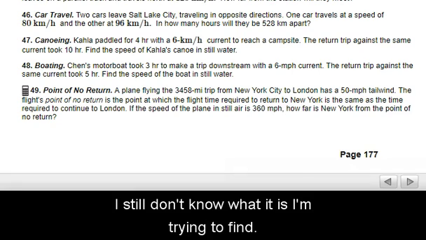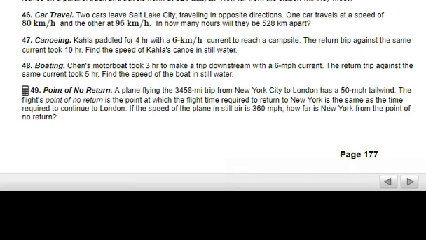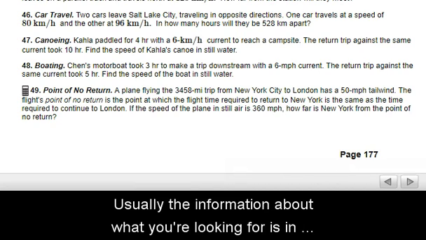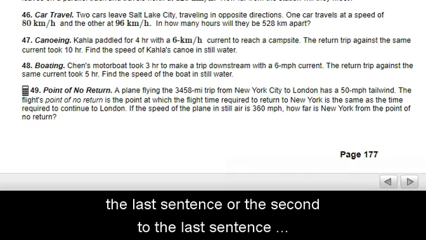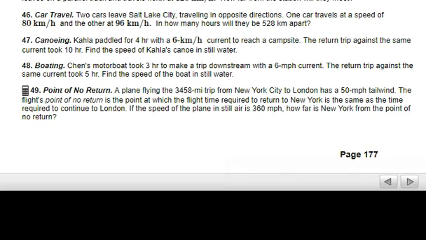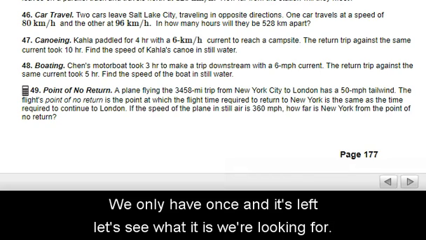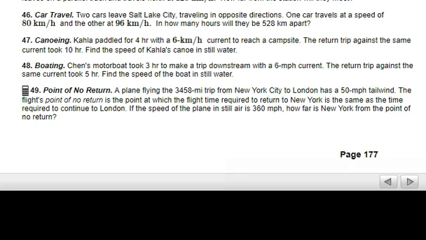I still don't know what it is I'm trying to find. Usually the information about what you're looking for is in the last sentence or the second to the last sentence in the word problem. We only have one sentence left. Let's see what it is we're looking for.